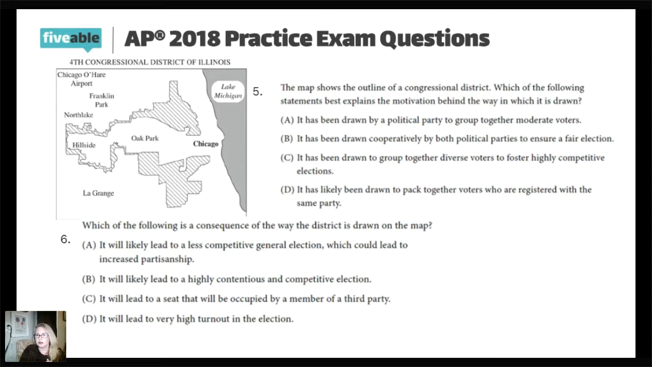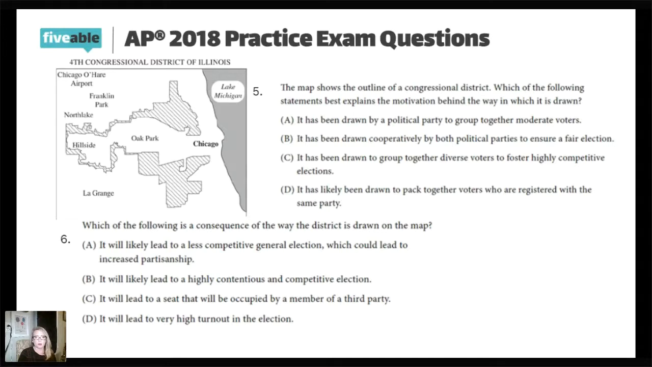So what do you guys think about number 5 and 6? We've got one response that it's either B or D for number 5. The map shows the outline of a congressional district. Which of the following statements best explains the motivation behind the way in which it's drawn? So yeah, D: it has likely been drawn to pack together voters who are registered with the same party, to ensure that party's success. A: it's been drawn by a political party to group together moderate voters. No, because that's not going to ensure one person or one group's success.